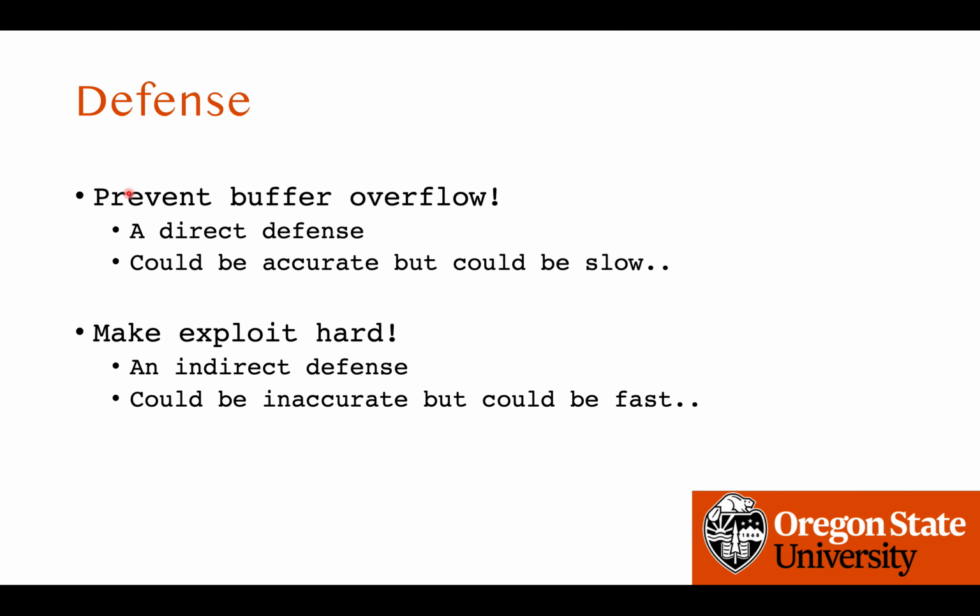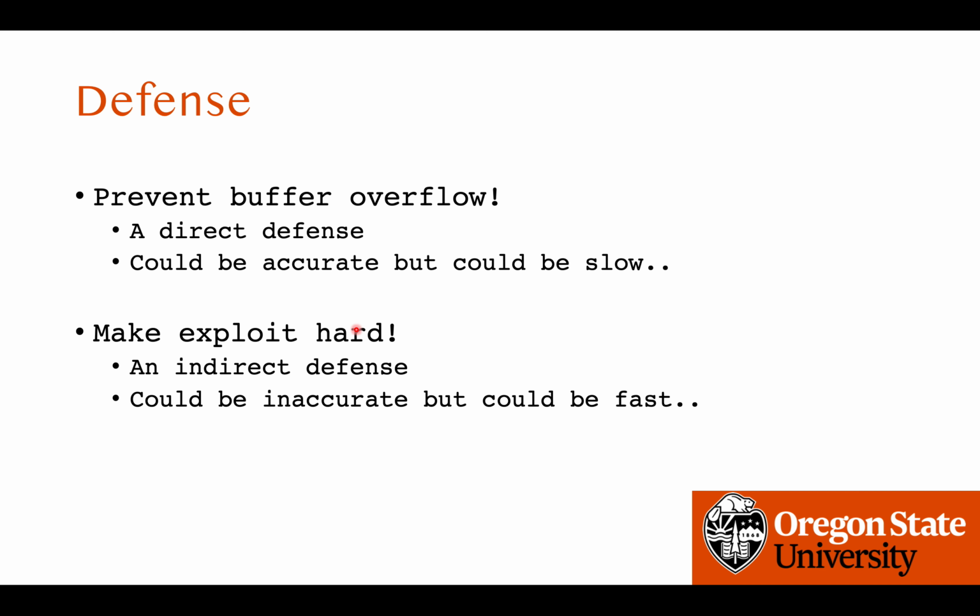Then let's think about potential defenses against this attack. Today we will learn two types of defenses. One way to defend against this attack is preventing a buffer overflow attack fundamentally. For example, checking a buffer base and bound on every access of the memory, rejecting out-of-bound access to the memory. This defense would be a fundamental defense against the buffer overflow attack, but it could slow down the program a lot.